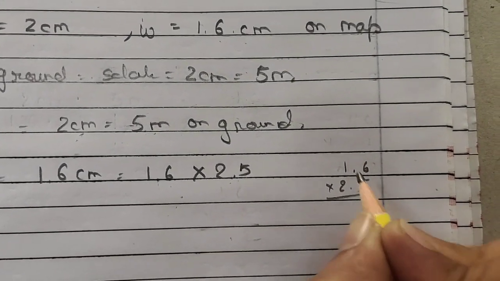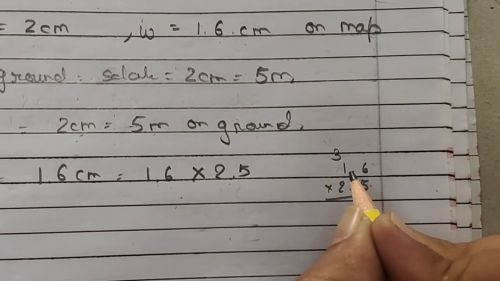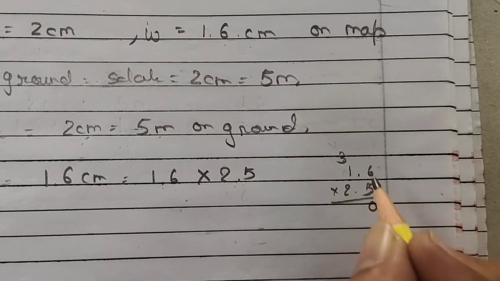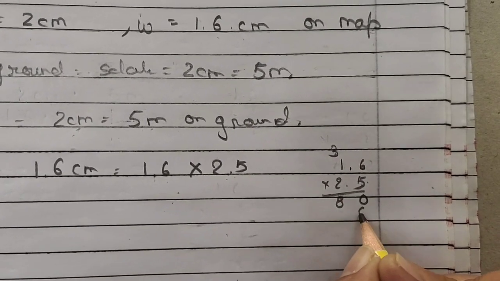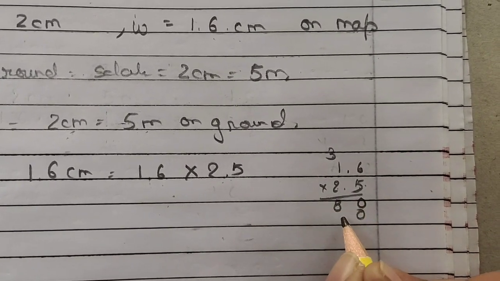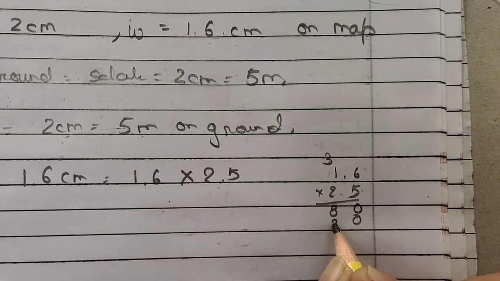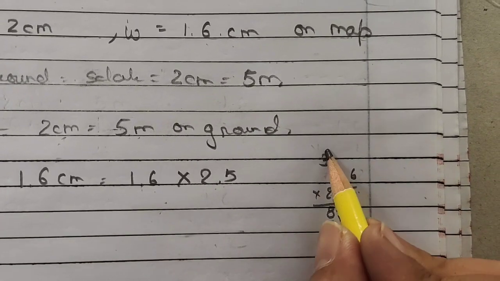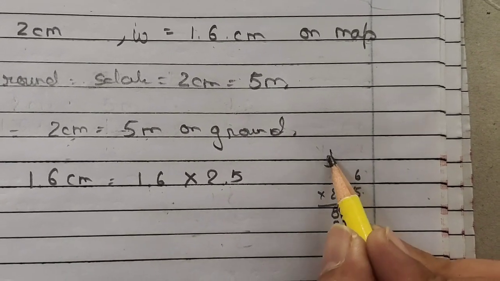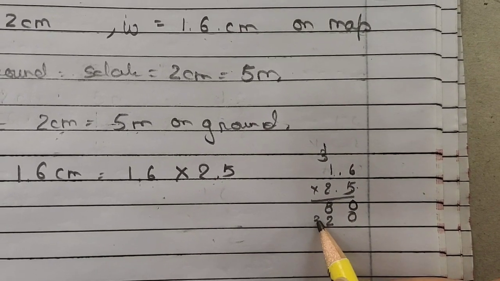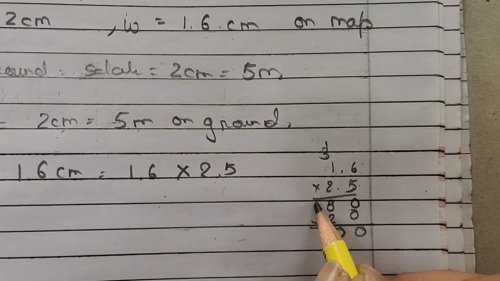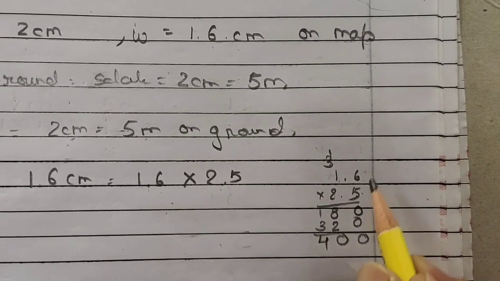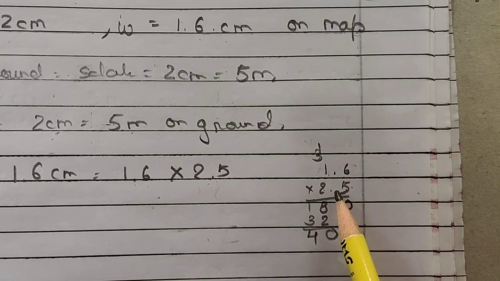5 6s are 30. 5 1s are 5, 5 plus 3 is 8. Putting a 0. 2 6s are 12. 2 1s are 2, plus 1 is 3. 0. 8 plus 2 is 10. 1 carry 4. The decimal is after one place, and here also one place.